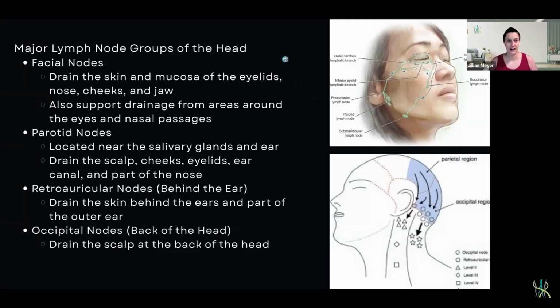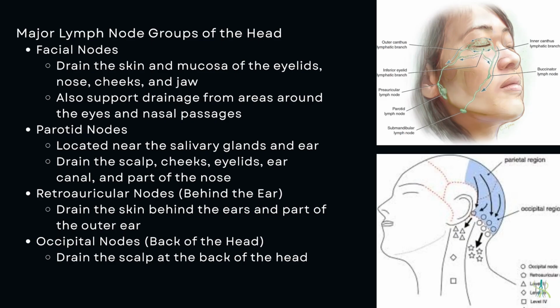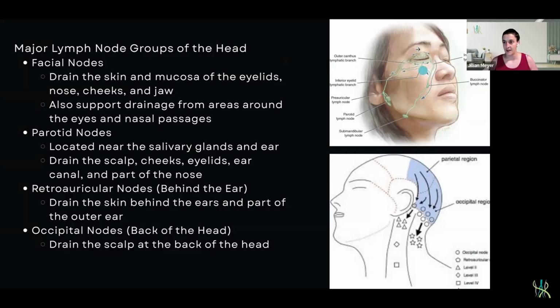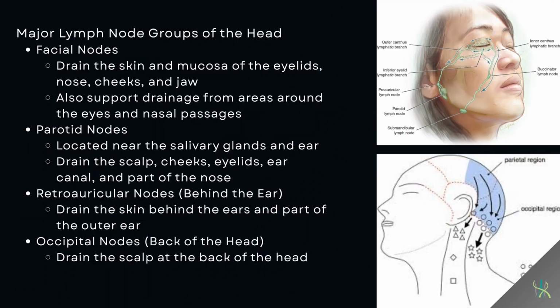So looking at the head and the neck lymph nodes, the lymph nodes themselves are the filters, right? They break up all the waste product and they filter out all that. And so if we look at the facial lymph nodes, they drain and filter the skin of the cheeks, of the eyelids. We have the parotid lymph node here, kind of on the backside of your jaw. That's going to help drain the scalp, the cheeks, the eyelids.